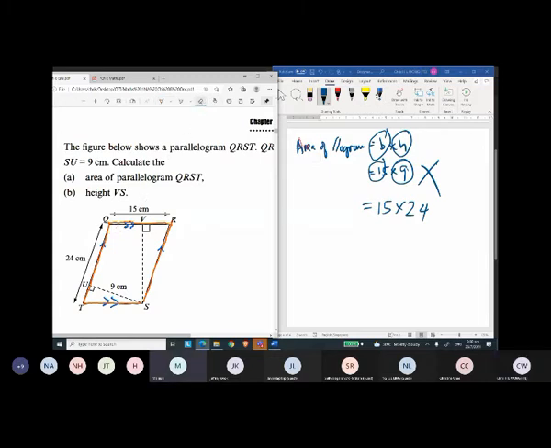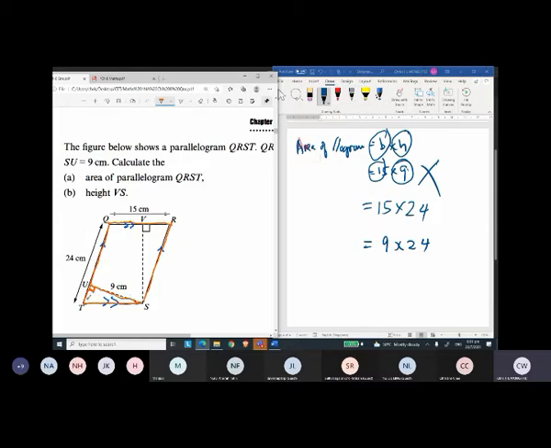9 times 24. Okay. Can you tell me why you take 9 times 24? Can you explain to me why the base is 9? Because 9 got the square thing. Oh, okay. Because they are perpendicular. Yes, correct. This is very important: it is perpendicular.